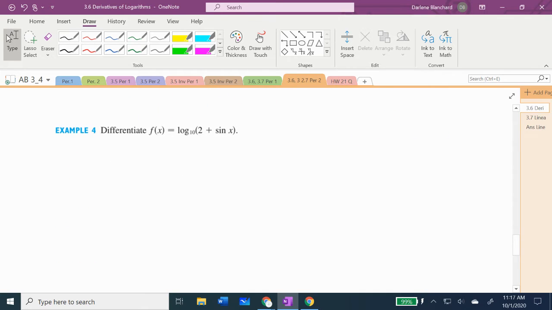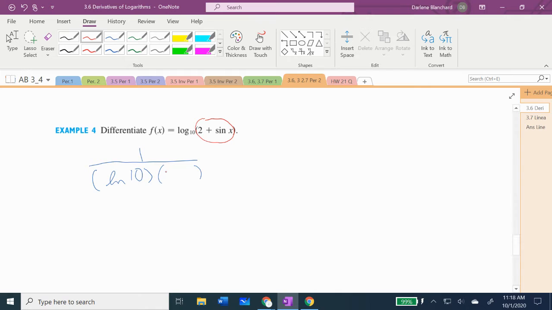Example 4. Now the base is not e. You've got to make sure you memorize this formula. Notice the baby. So you have log base 10 of blah. When you take the derivative of log base 10 of blah, the formula is 1 over a constant times blah. That constant is always the natural log of the base. Make sure all of this is in the denominator. So again, the derivative of log base 10 of blah is 1 over natural log 10 times blah.